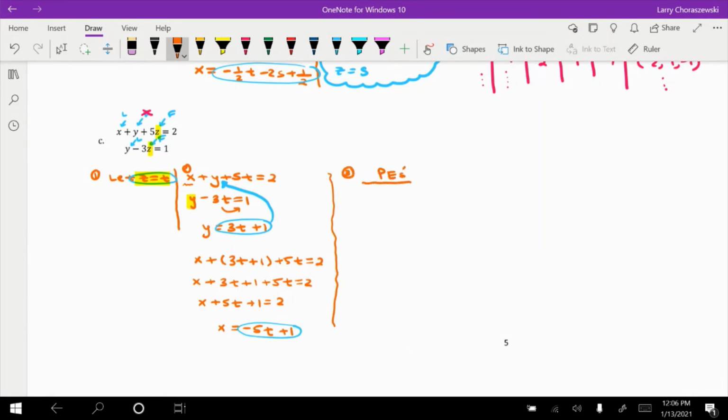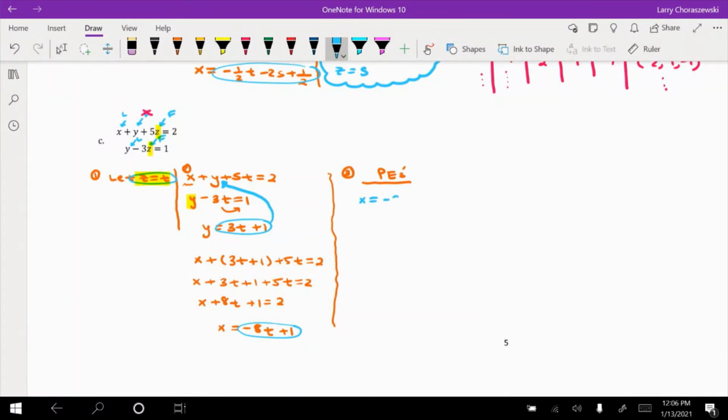So we'll just kind of catalog these. Oh, I'm sorry. Yeah, I missed that. 8t. That was just an awareness check. No, I'm just kidding. So yeah, the 3t and the 5t do combine to give us 8t. And so we should have x equals negative 8t plus 1.